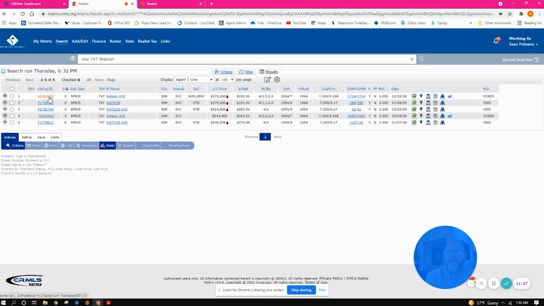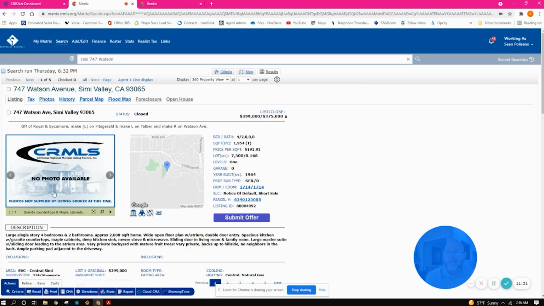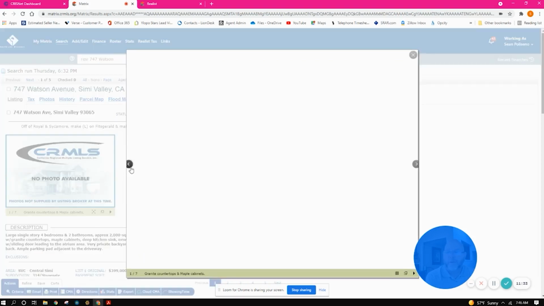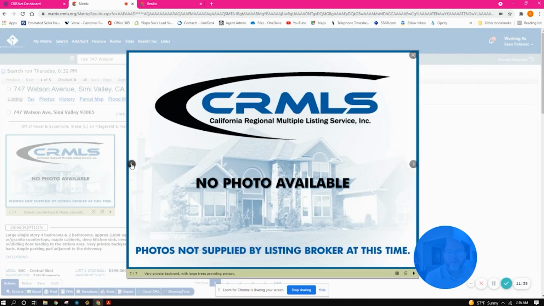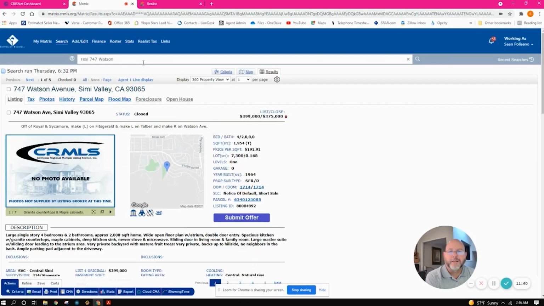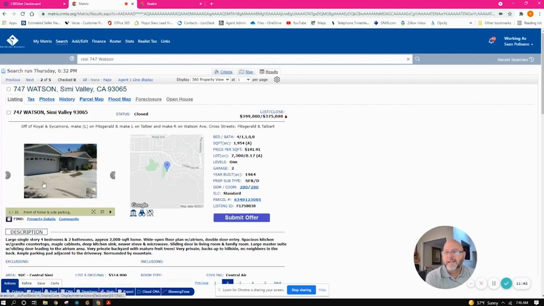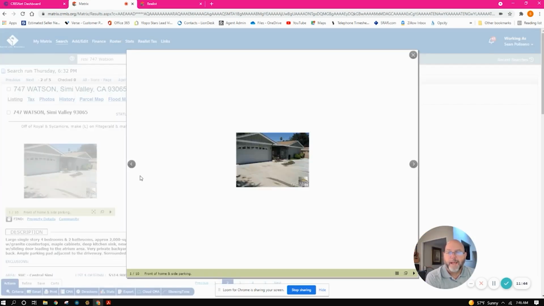But the important thing is I can come to this listing and click here and look at the photos. And there's 7 photos according to this. And we're going to look, and guess what? There's no photos available. And so we can't look there. We can go to the next listing, and there's some photos of it. Okay, so it looks like 10 photos here.